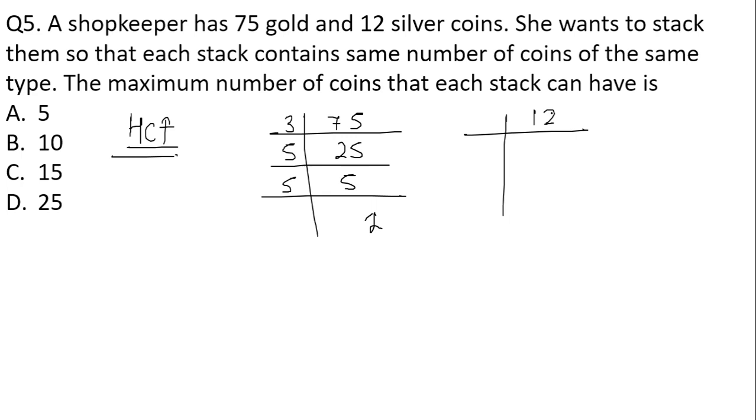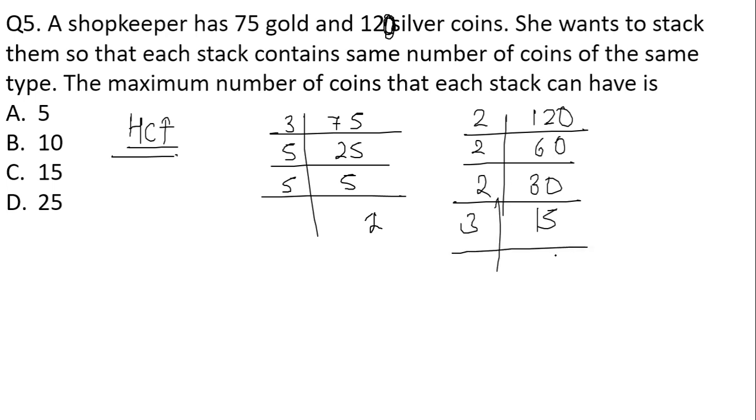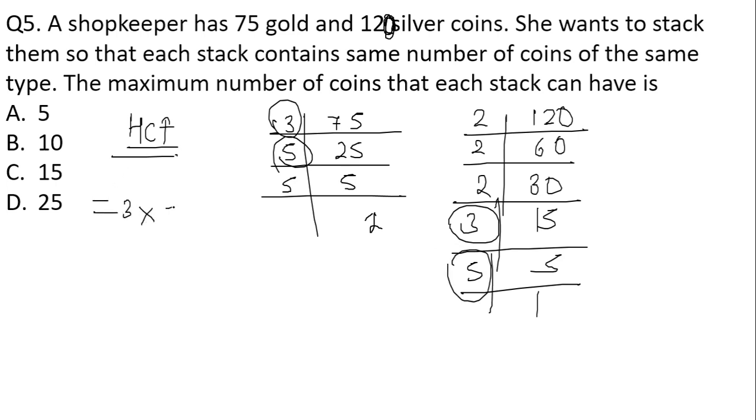For the 12, it is not 12 over here, it is 120 silver coins. So for 120 silver coins, make a note of it. In the question it is 120, not 12. So it is 2 60s are 120. This will give me 2 30s are 60, 2 15s are 30, 3 5s are 15, and 5 1s are 5. So here the HCF is going to be 3 and 5 in common. So HCF will be 3 into 5, that is equal to 15. So the maximum number of coins that can be stacked will be 15. That is option C. Moving on to the next question now.